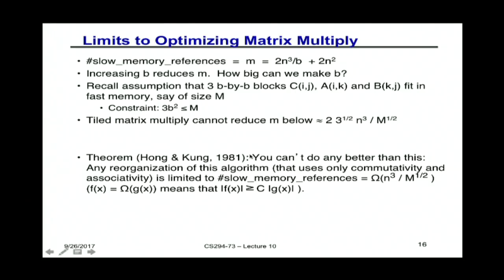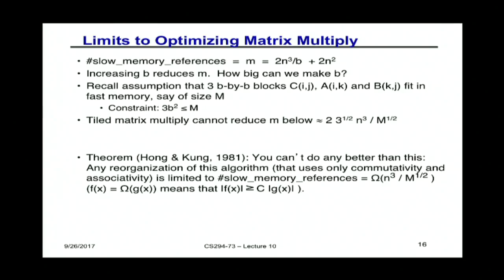Okay, so in very early days, in fact, this lower bound was already shown in the historical paper here, that you cannot do better than this. So this discovery was not recent, it was a long time ago in the theoretical analysis. So essentially it says any reorganization of this algorithm.